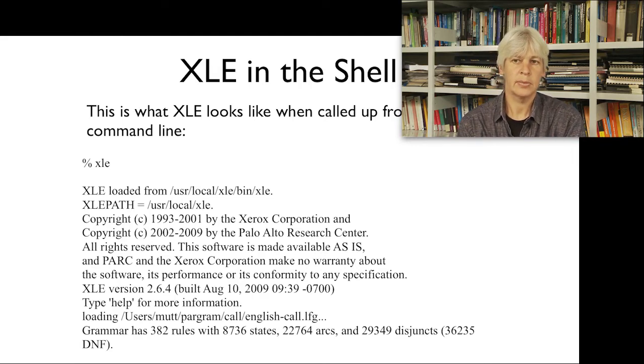So taking a step back, this is what XLE looks like when it's called from a command line. You will be seeing this a lot as you're loading in XLE. What you do is you type XLE into your shell, and then it'll say something like XLE loaded, and this is actually the 2009 version, because that's the version that works with all the demos that I have. And it's loading this grammar, the call grammar that we have, and it tells you how many rules it has. And this, sort of as an aside, is an interesting point. What you see here, the rules are translated into states and arcs and disjuncts. This means that the grammar is actually translated into a finite state machine, which is one of the reasons why it's so fast.